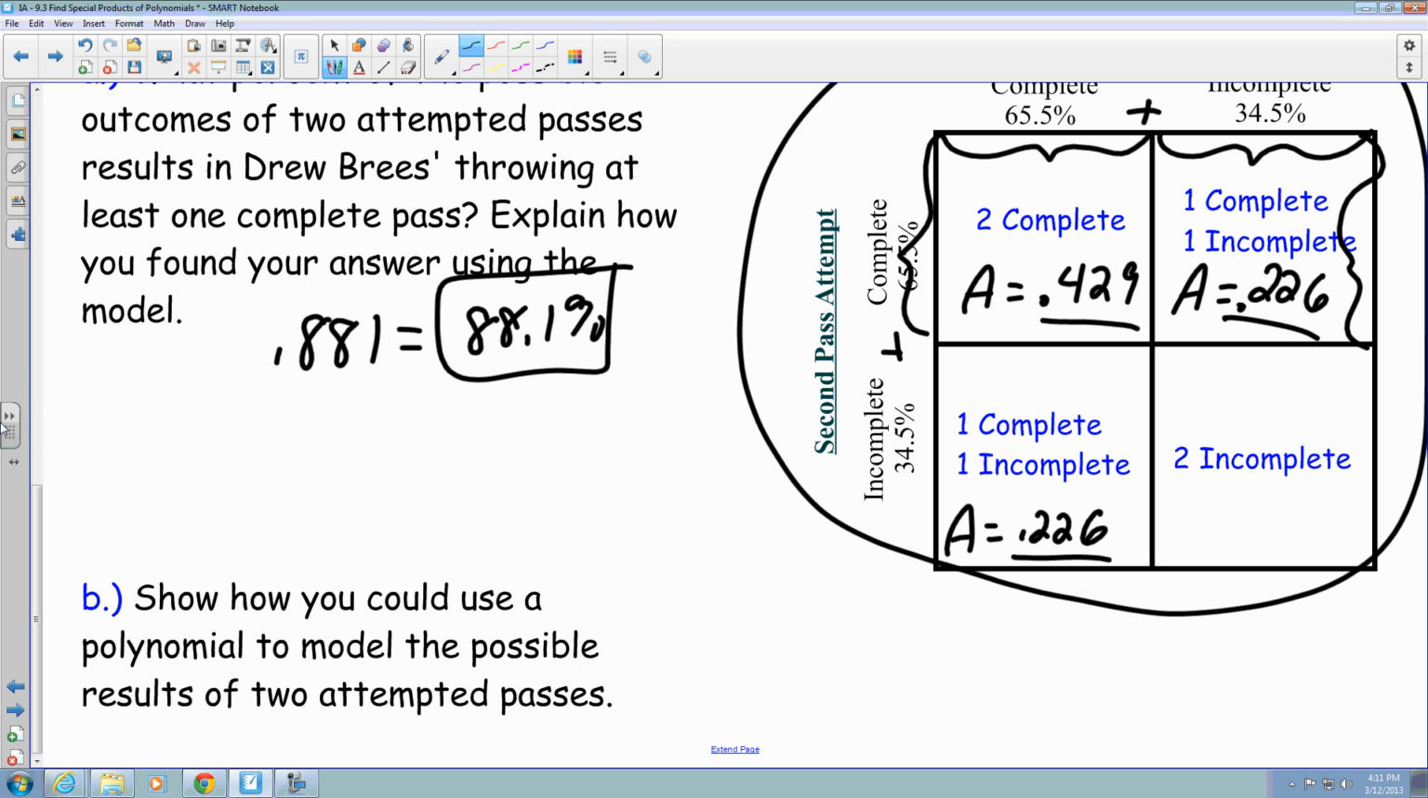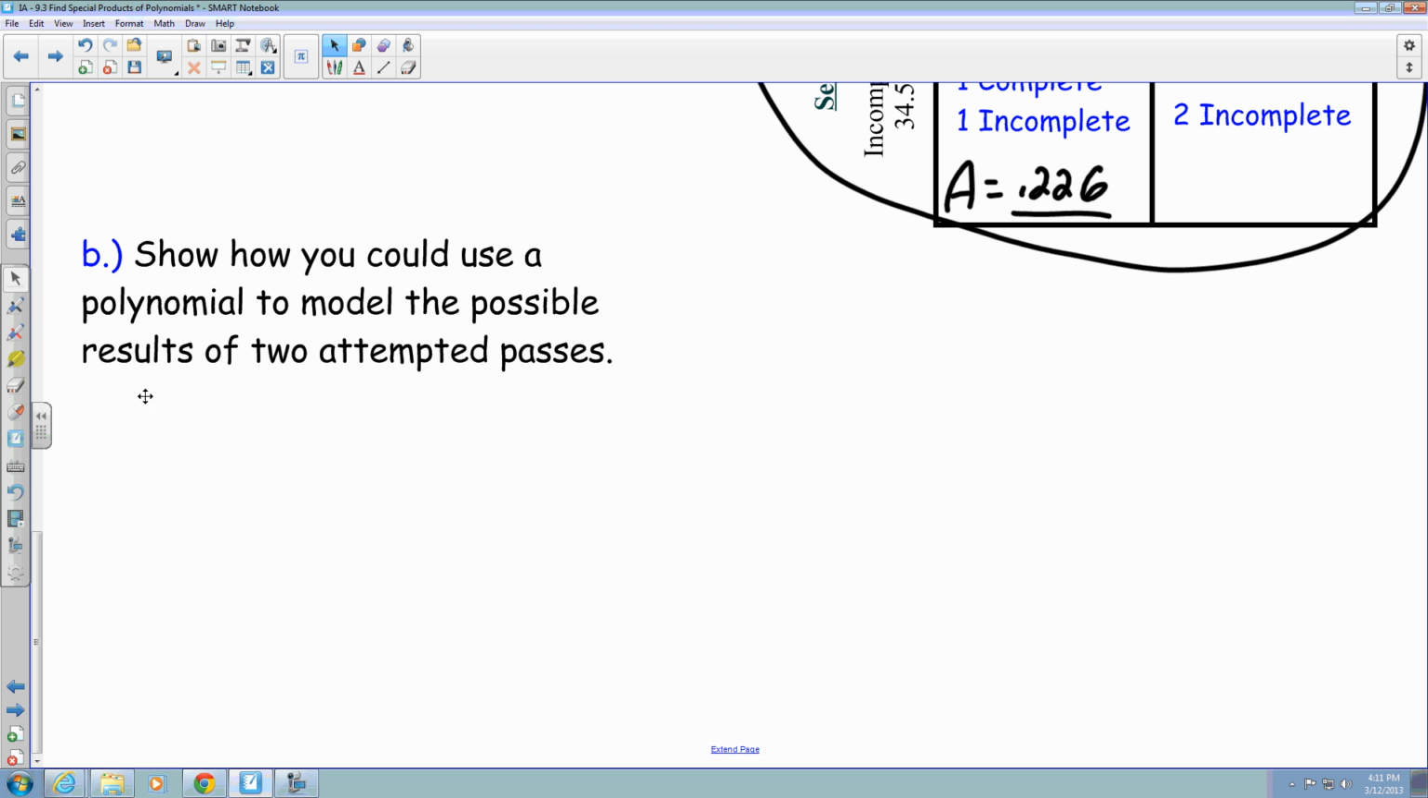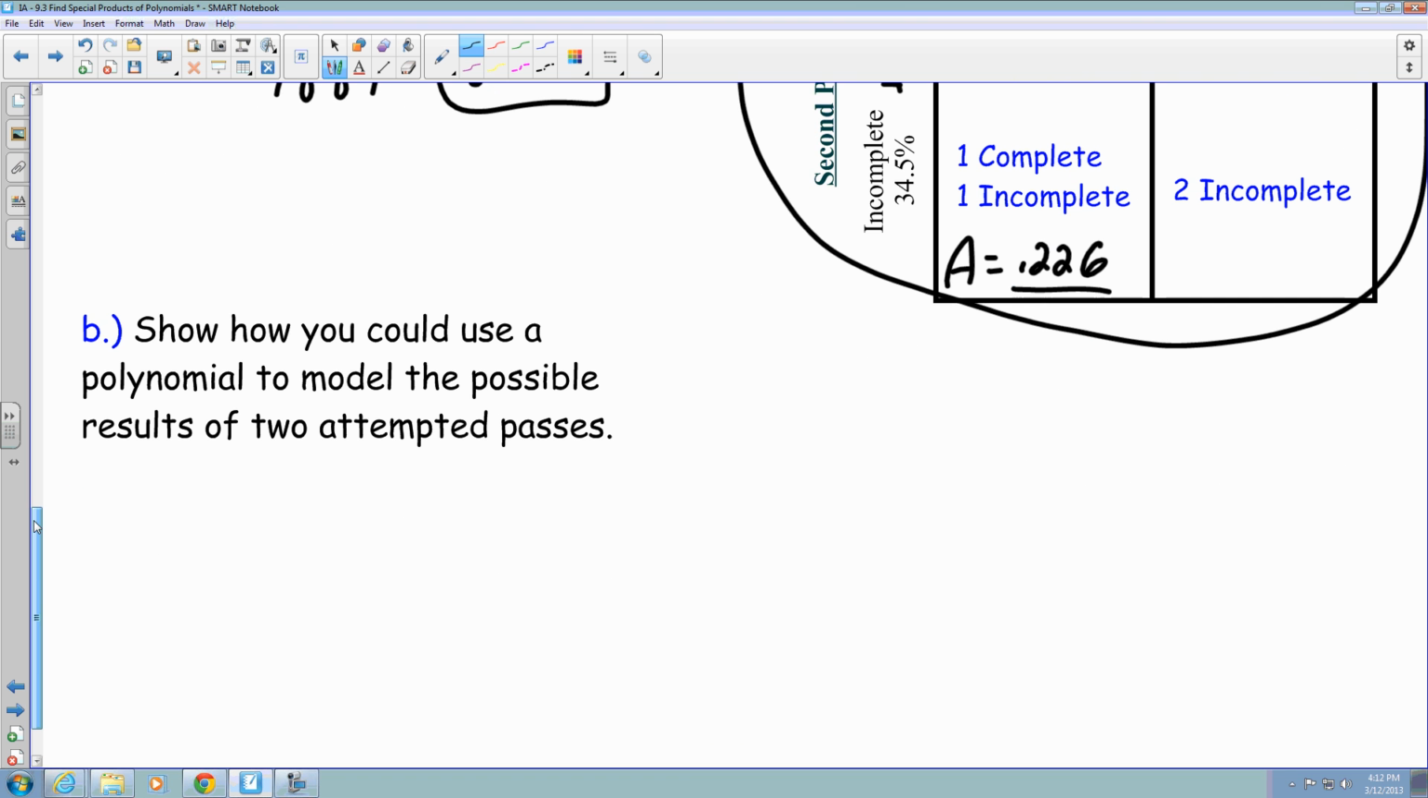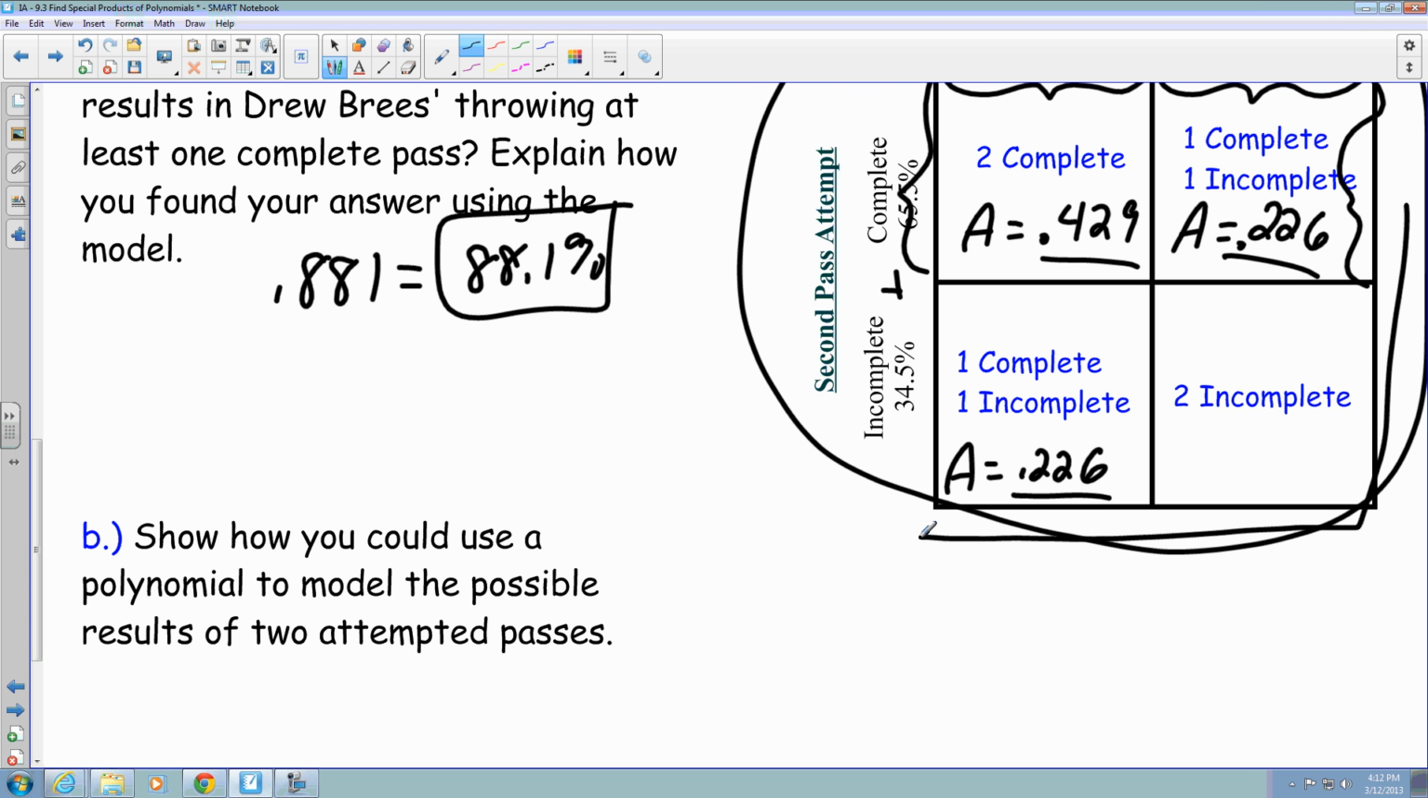Now for B, they want you to use a polynomial model to give you the possible results of 2 pass attempts. So a polynomial model would be this. You realize that this entire thing is a square, and we've been working with (a plus b) quantity squared. So a will be the representation of the percentage of completed passes, and b is going to be the representation of incomplete passes.